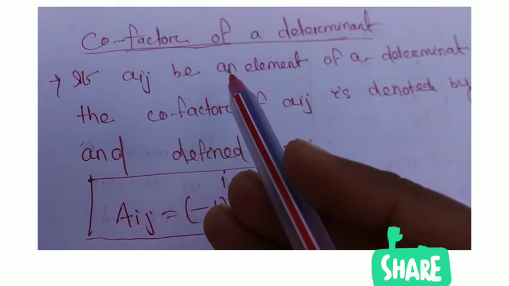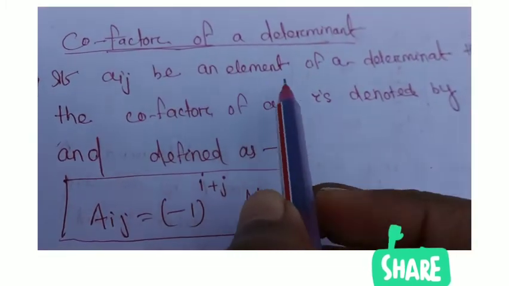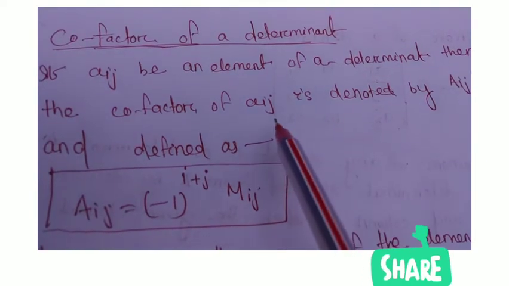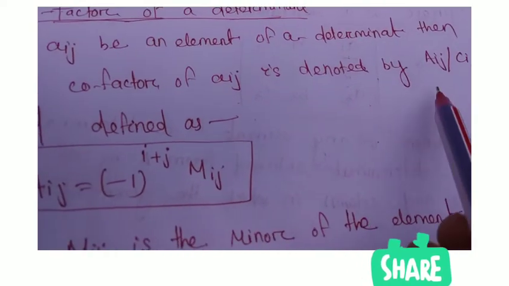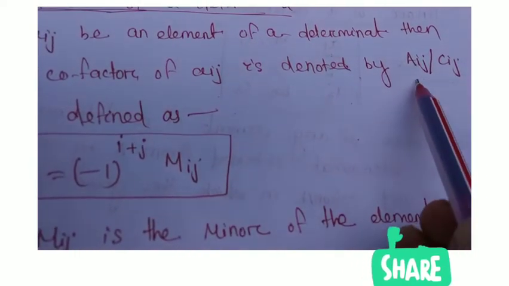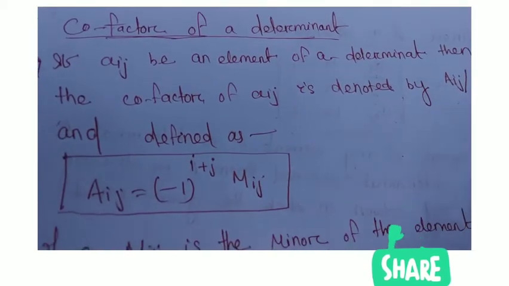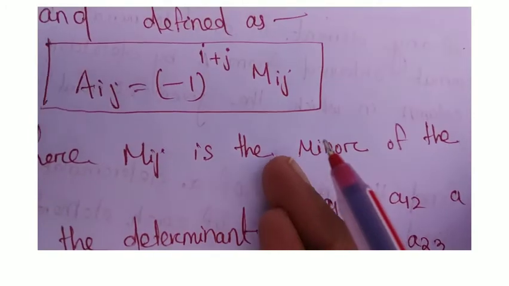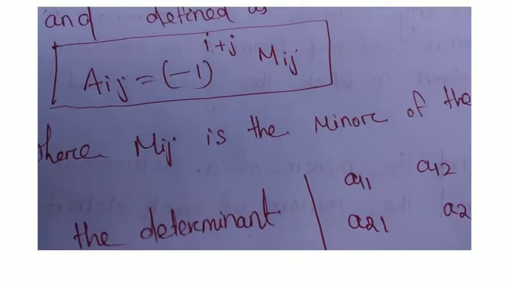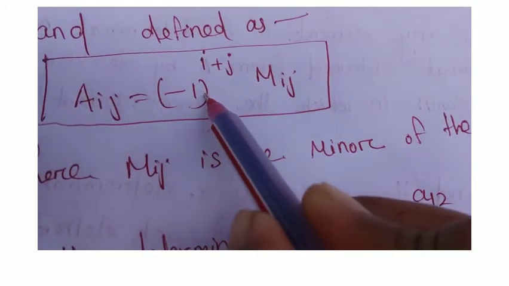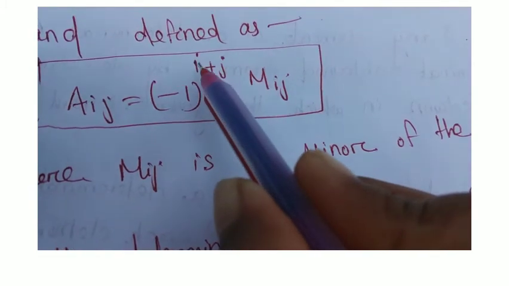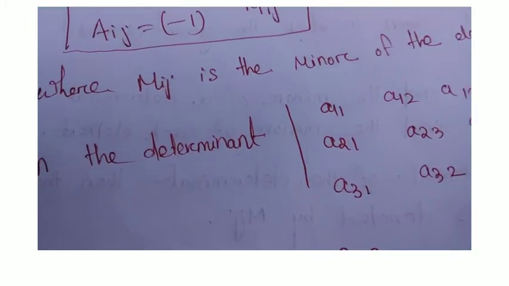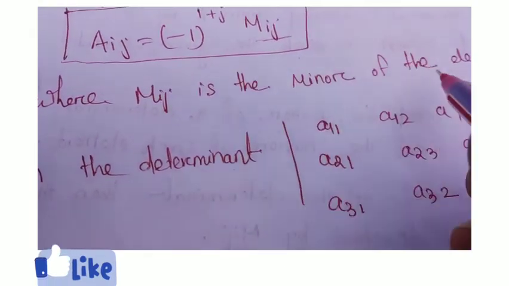If aij is an element of a determinant, then the cofactor of aij is denoted as capital Aij or Cij, and is defined by the formula: Aij is equal to minus 1 to the power i plus j into mij, where mij is the minor of the element.